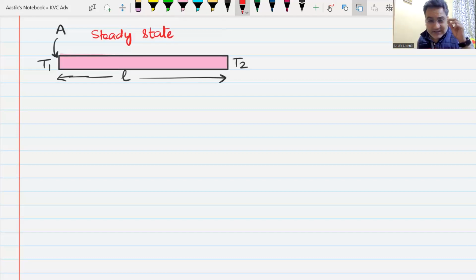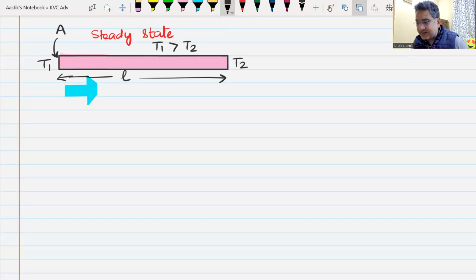Now, if this rod is in steady state, let us say heat is flowing in this direction. That means I have taken which temperature more than which temperature? Temperature T1 is greater than temperature T2. Let us say that delta Q amount of heat is flowing in this rod. Whatever heat is entering section 1 at temperature T1, the same amount of heat will be leaving section 2 because the rod is in steady state.